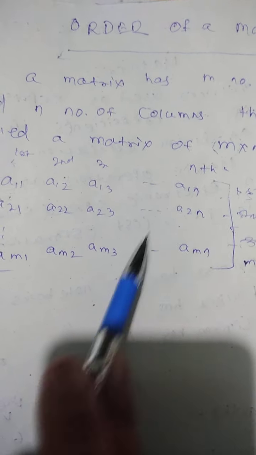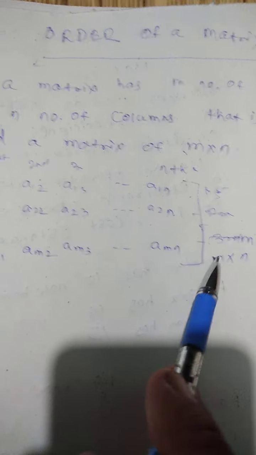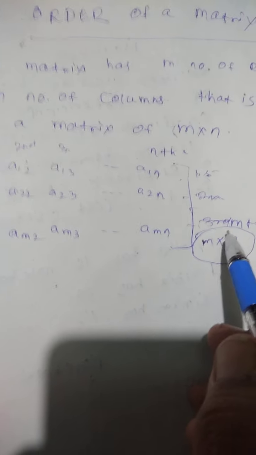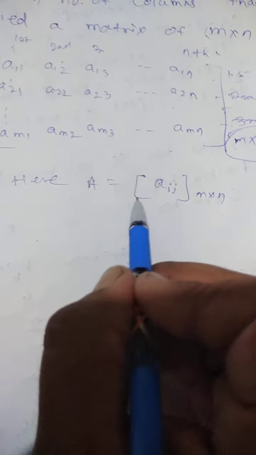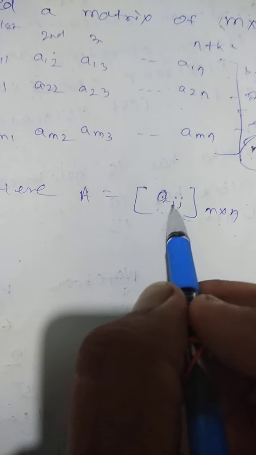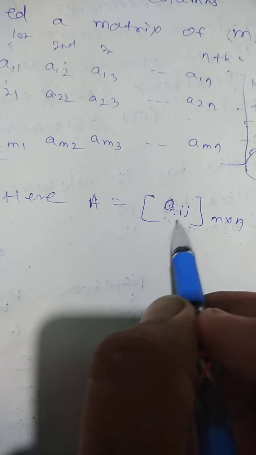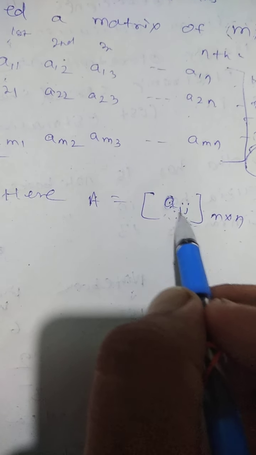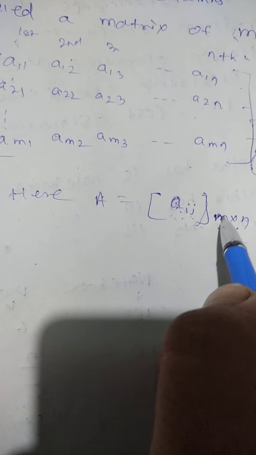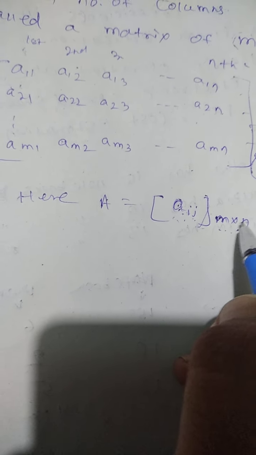So there are m number of rows and n number of columns. So this matrix is known as an m cross n matrix. Here we can write A equal to small aij with m cross n. Small aij means the element of the ith row with the jth column. M cross n means m number of rows and n number of columns.